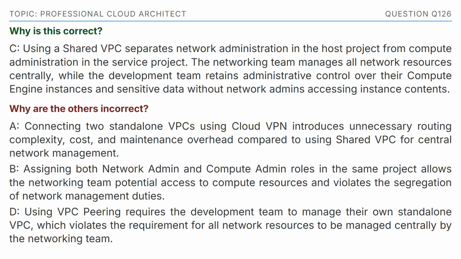Why are the others incorrect? A. Connecting two standalone VPCs using Cloud VPN introduces unnecessary routing complexity, cost, and maintenance overhead compared to using shared VPC for central network management. B. Assigning both network admin and compute admin roles in the same project allows the networking team potential access to compute resources and violates the segregation of network management duties. D. Using VPC peering requires the development team to manage their own standalone VPC, which violates the requirement for all network resources to be managed centrally by the networking team.